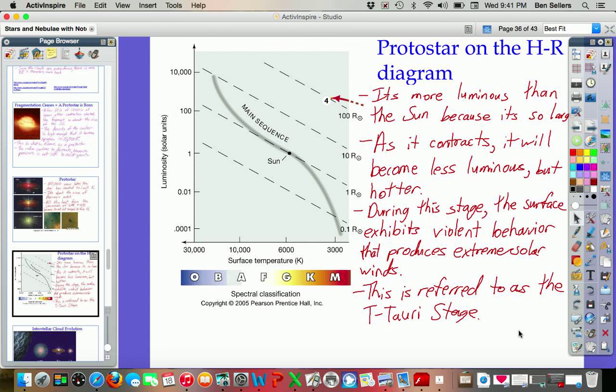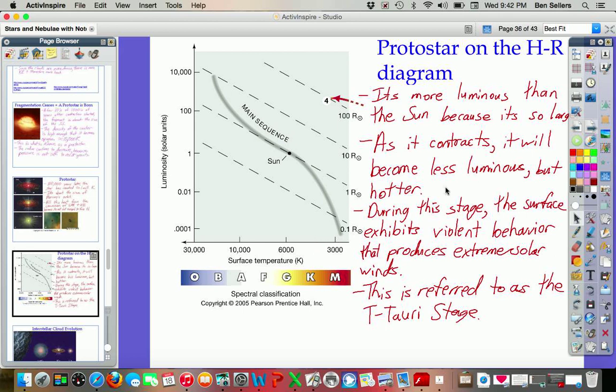It's more luminous than the sun because it's so large, right? It's way bigger than the sun. So something that's that hot and that big will still look very bright. As it contracts, it gets less luminous. And as it goes down in the HR diagram, it'll start kicking over to the left because it's getting hotter, if you look at the scales.